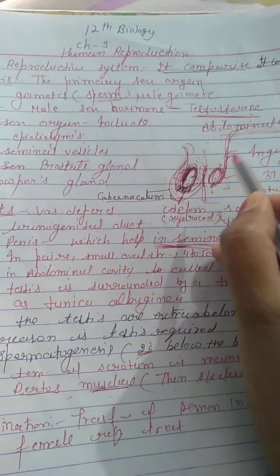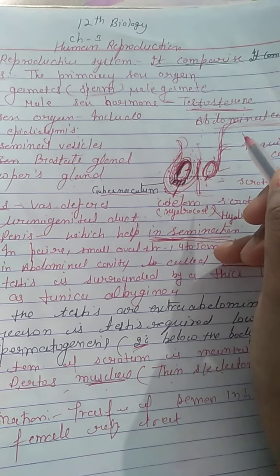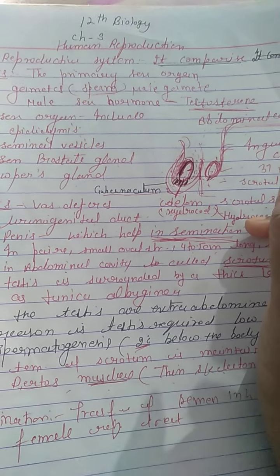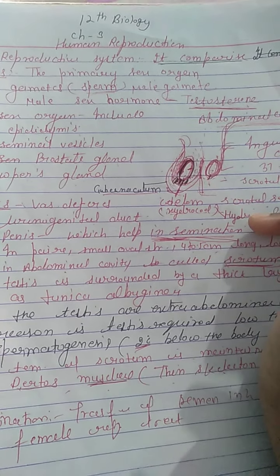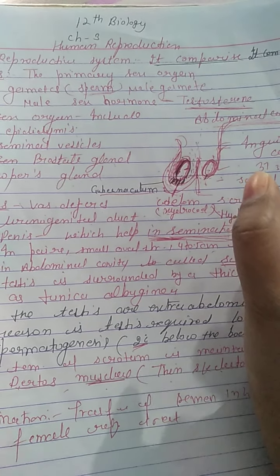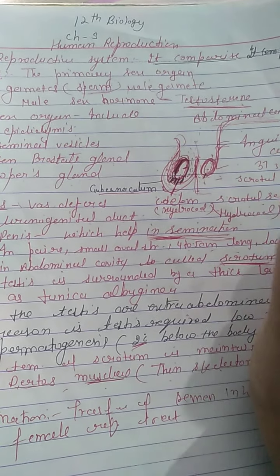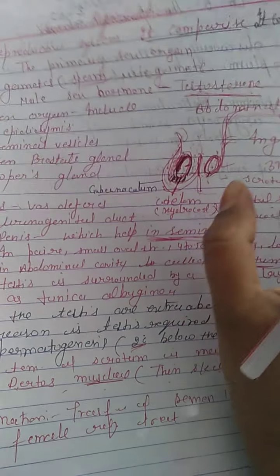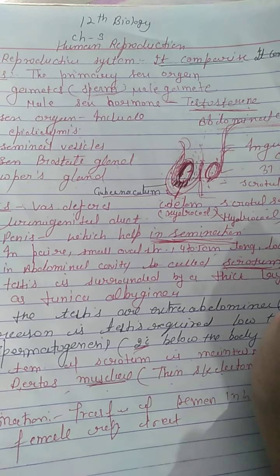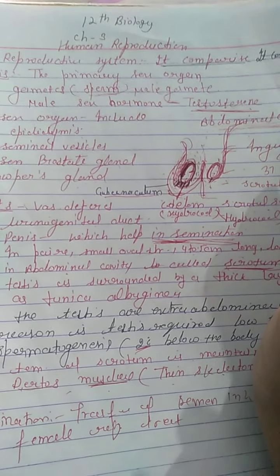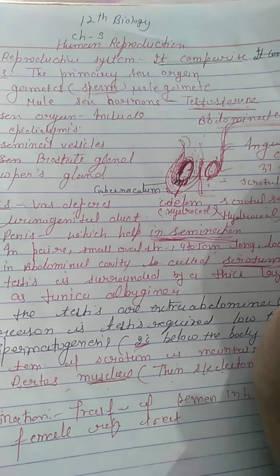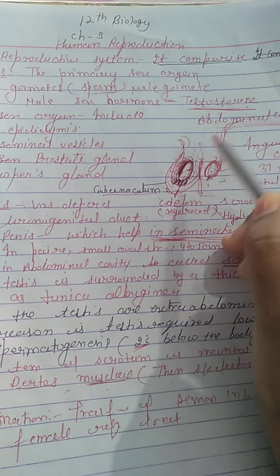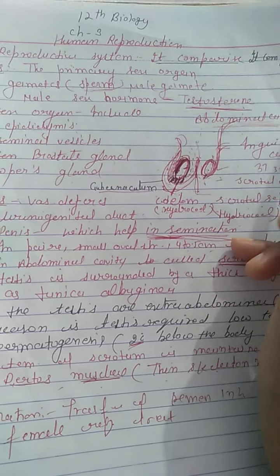Testes in the fetus: what is a fetus? A fetus is an unborn baby with well developed organs. The unborn baby, up to 7 months, whose organs get developed, that is called the fetus. And an infant is a newly born baby. Okay, did you understand the difference between the infant and the fetus? Fetus is an unborn baby with well developed organs and infant is a newly born baby. In the fetus, testes are present in the abdominal cavity.